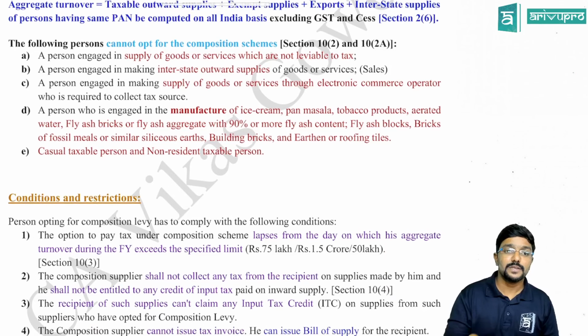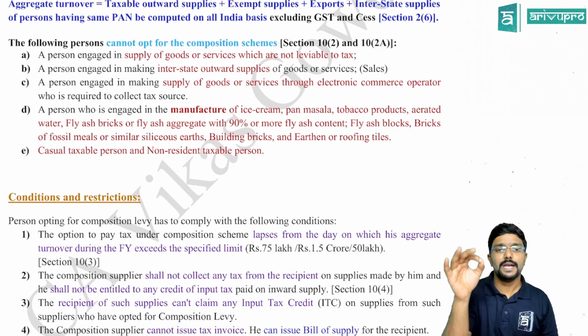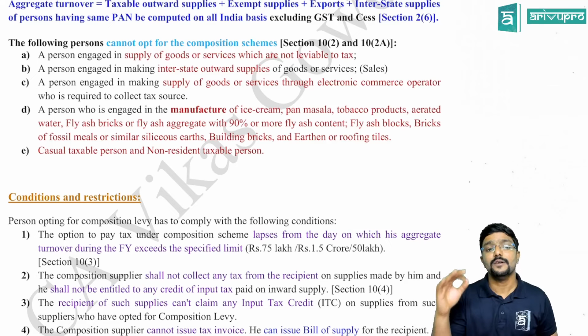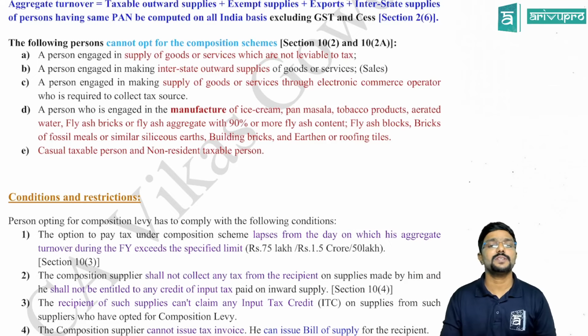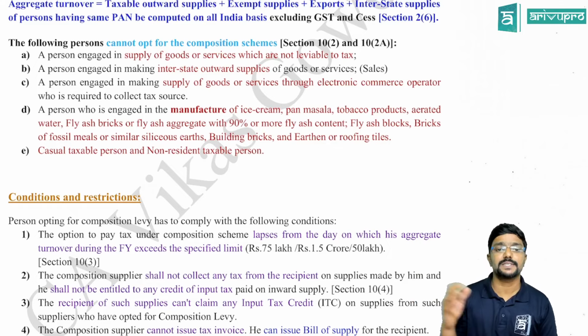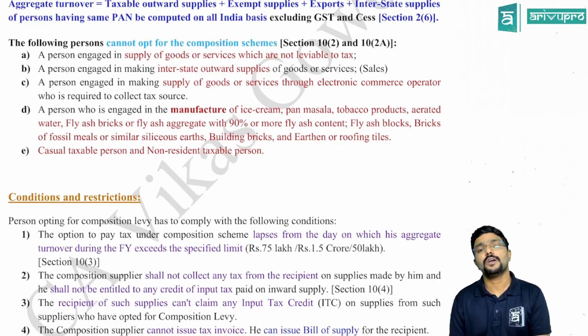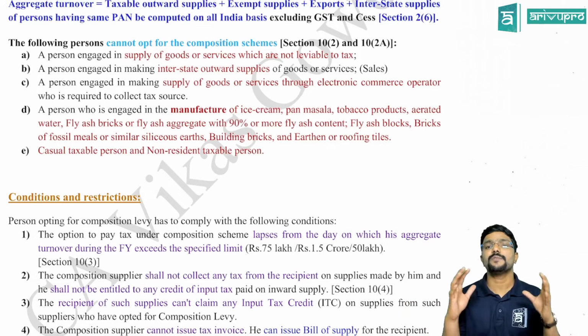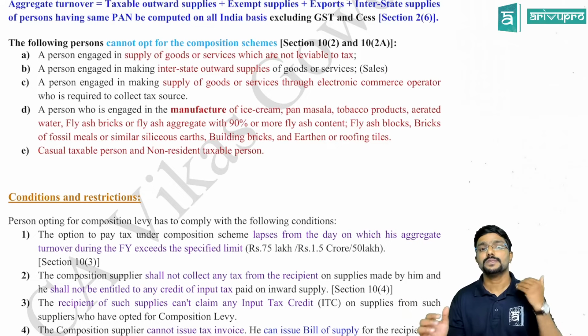Next, a person who is manufacturing ice cream, pan masala, tobacco products, aerated water, fly ash bricks or fly ash aggregate with 90% or more fly ash content, fly ash blocks, bricks of fossil meals or similar siliceous earths, building bricks and earthen or roofing tiles. If you are a manufacturer of any of these goods, irrespective of your turnover, you are not eligible for composition scheme, both the schemes. Sir, what if I am a trader?